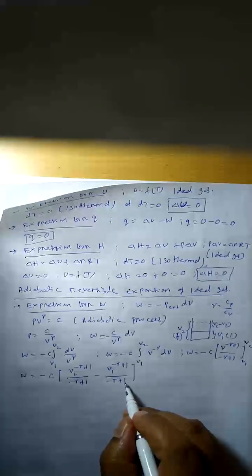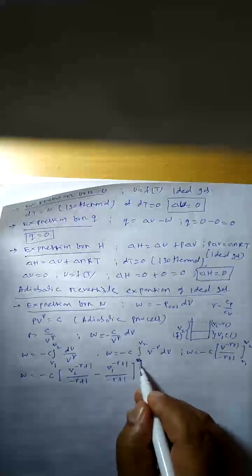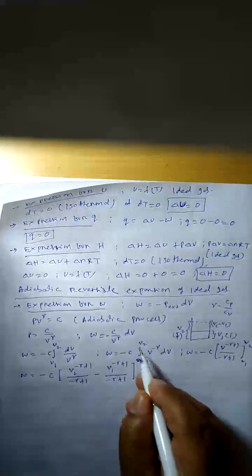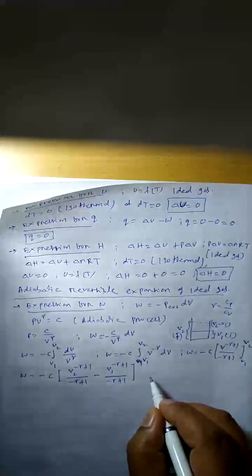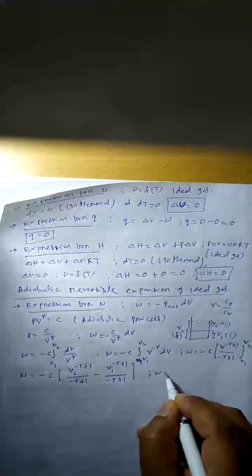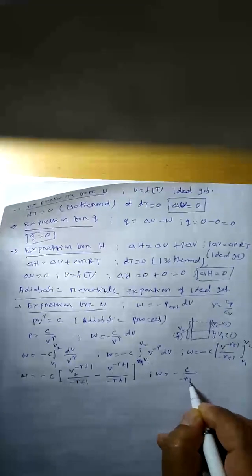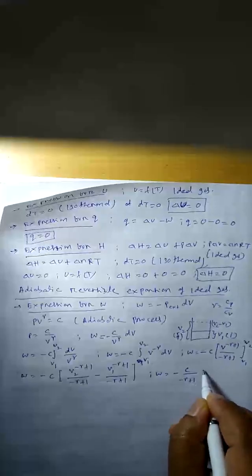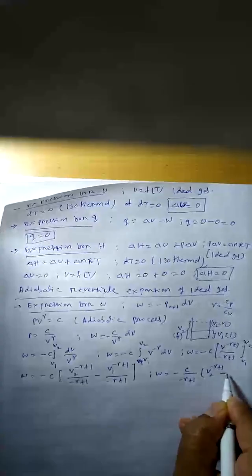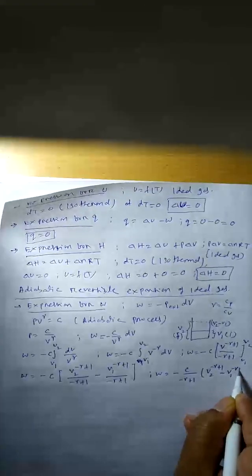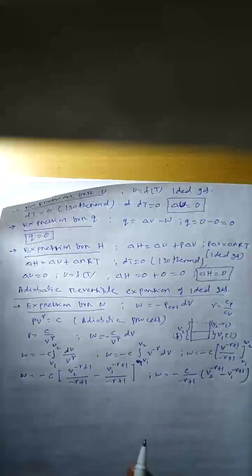Take minus gamma plus 1, that means minus gamma plus 1, that is no limit. Oh, sorry, V1. That means you take minus gamma plus 1 common, we get what? Now W is equal to minus C divided by minus gamma plus 1, take common, we get what? Now V2 to the power minus gamma plus 1 minus V1 to the power minus gamma plus 1. Okay, this is one of the formulas.